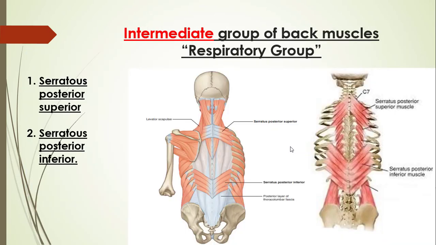The last thing we want to discuss in this video lesson is the intermediate group of back muscles, which are also called the respiratory group. We should discuss shape, position, origin, insertion, blood supply, nerve supply, and type of movement. These muscles include serratus posterior superior and serratus posterior inferior. So let's describe them. These are two thin muscular sheets in the superior and inferior regions of the back.